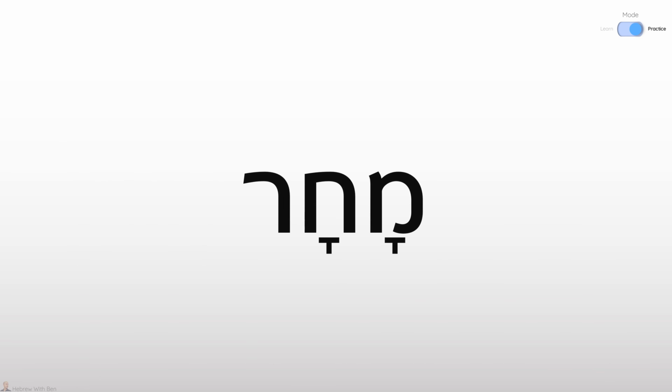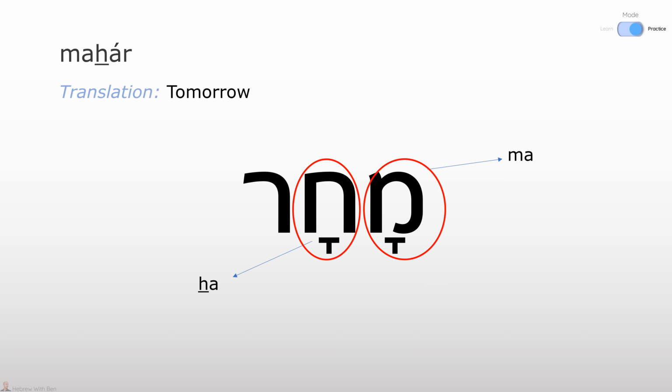Now let's see the Kamatz Gadol in words. Here is a common Hebrew word. Machar. Notice the double Kamatz Gadol. As I explained before, it adds the sound of A to the consonants. In our case, Mem and Chet. Ignore the last letter for now.